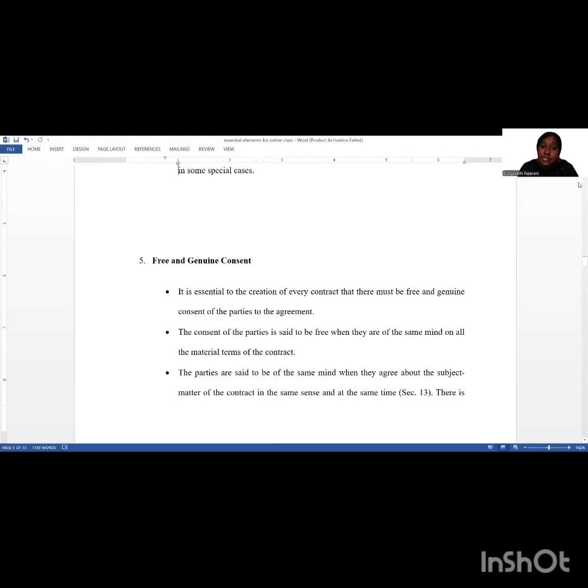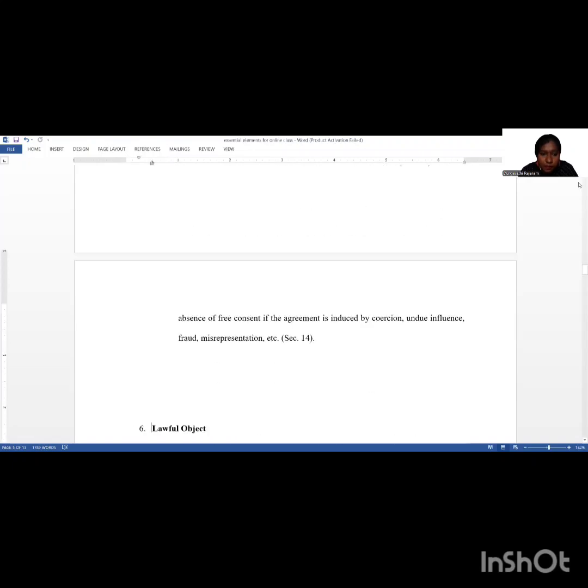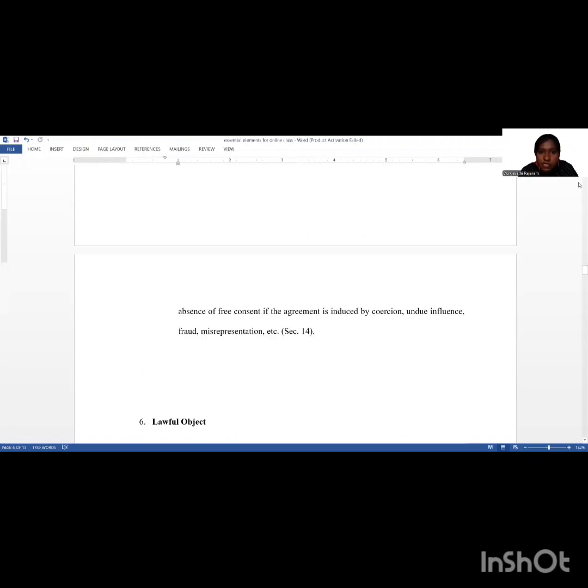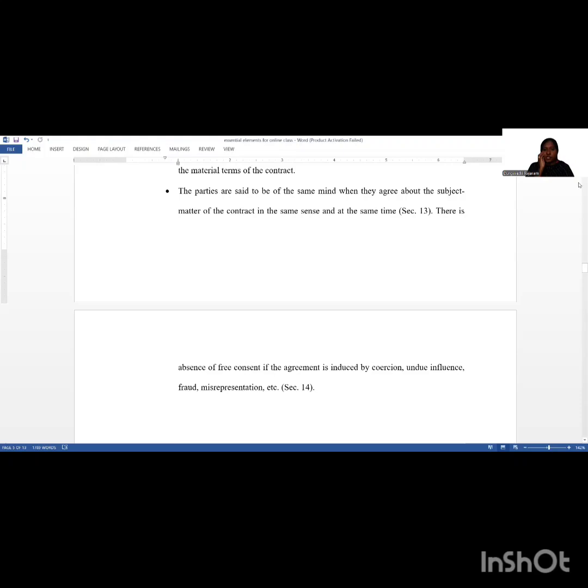It is essential to the creation of every contract that there must be free and genuine consent of the parties to the agreement. The consent of the parties is said to be free when they are of the same mind on all material terms of the contract. Now, this will not happen under coercion, where somebody forces you, and misrepresentation.